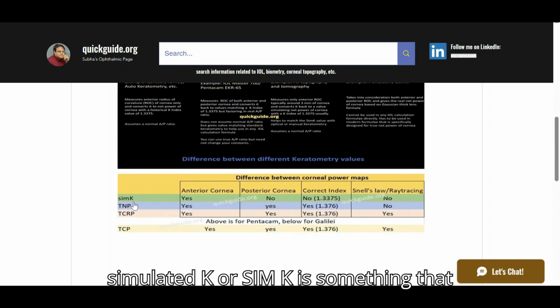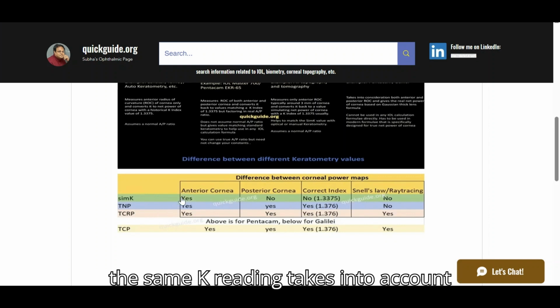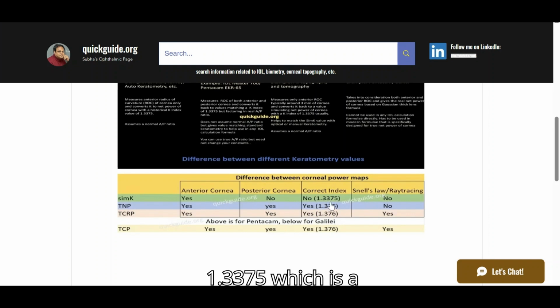Simulated K, or Sim K, is something that you will get in every topography map, and the Sim K reading measures the anterior cornea. It does not measure the posterior cornea. It does not take into account the correct refractive index of the cornea. Instead, it employs 1.3375, which is a fictitious keratometry index.